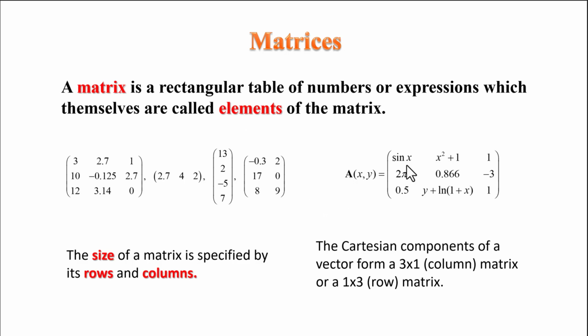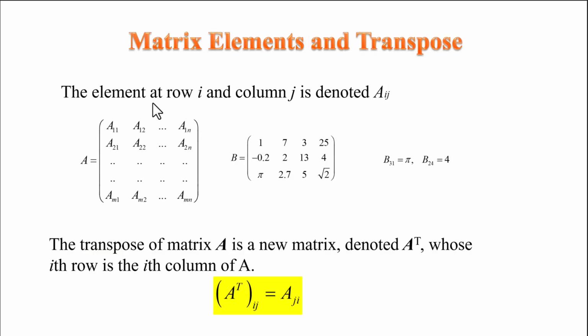The element of a matrix can be numbers or can be mathematical expressions. We can define a matrix function in terms of variables. The Cartesian component of a vector can form a 3 by 1 column matrix. It can also be represented by a 1 by 3 row matrix. The element at row i and column j of a matrix is denoted by A_ij. The transpose of a matrix is a new matrix denoted by A transpose, A^T, here.